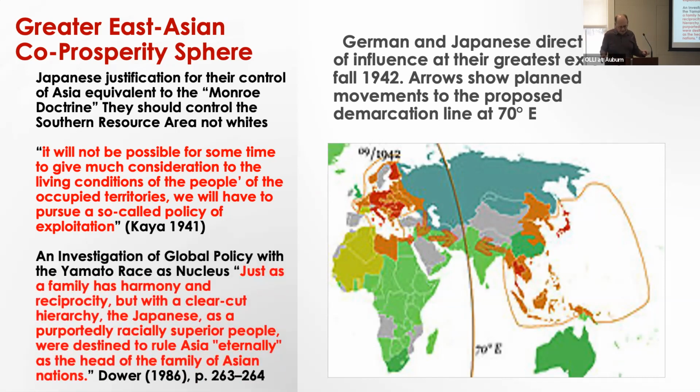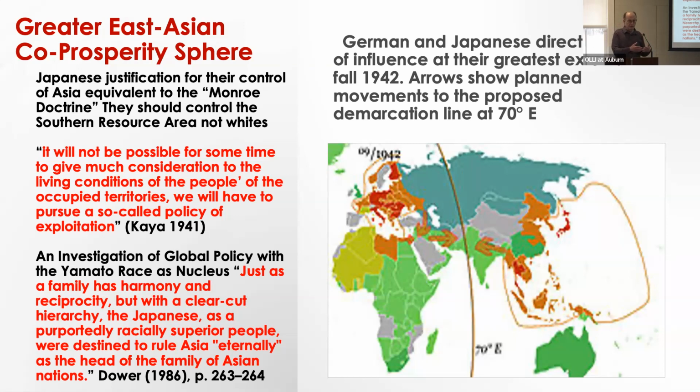A key piece of this was found in a document called An Investigation of Global Policy with the Yamato Race as Nucleus. It was created by a part of the Japanese government in 1943, and it shows how they viewed how the war should end up, and indeed their position in the war. A part of this document was discovered by a historian in a Japanese used bookstore. He finds this thing, and they're like, whoa. And so now they begin to look very, very hard to find the rest of it.